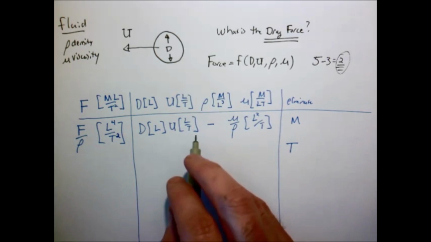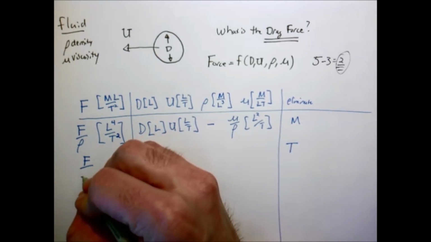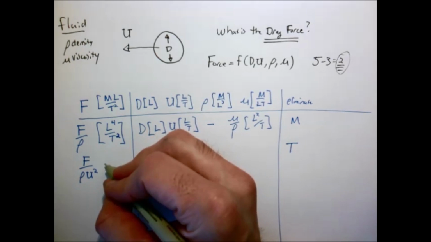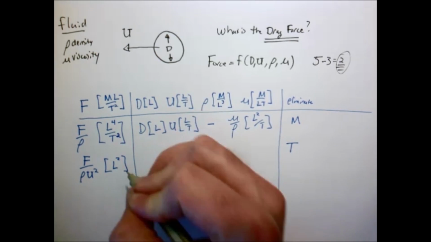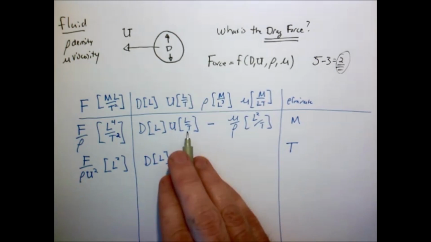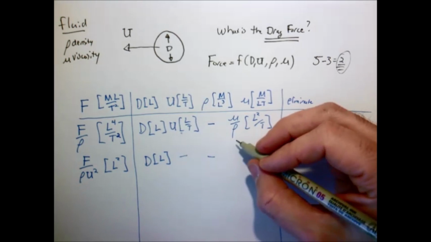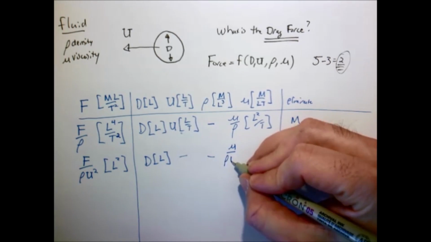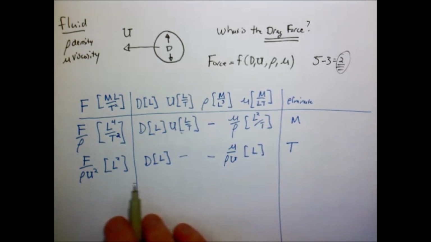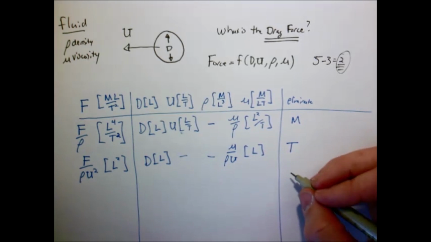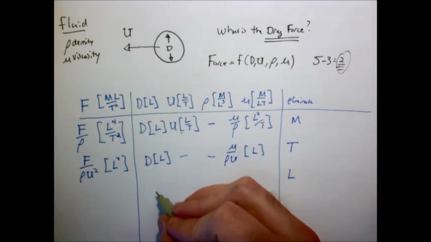Okay, so now let's move the velocity over here, which to get rid of time I have to use u squared, and that leaves me something that has units of length squared. And I'm going to divide by the velocity over here, so I'm going to remove it from our list and write. So now I only have parameters that have length in it, so the only choice now is to eliminate length.